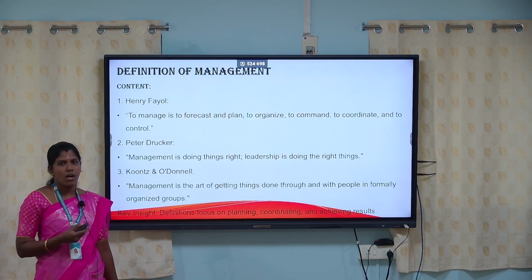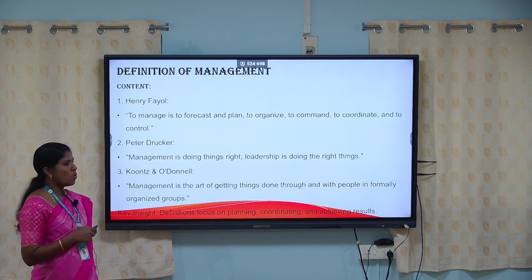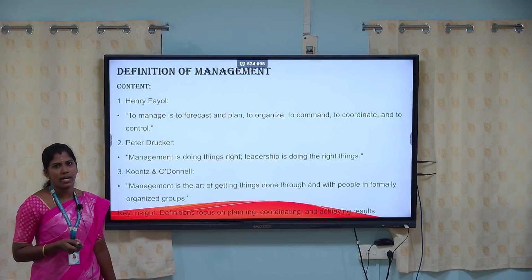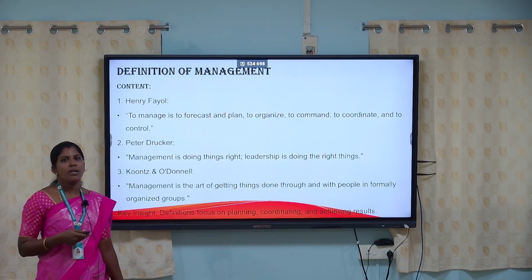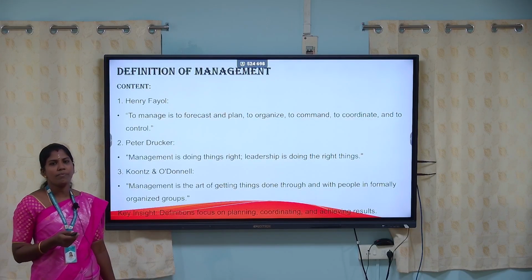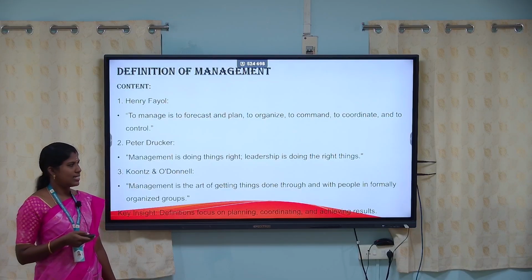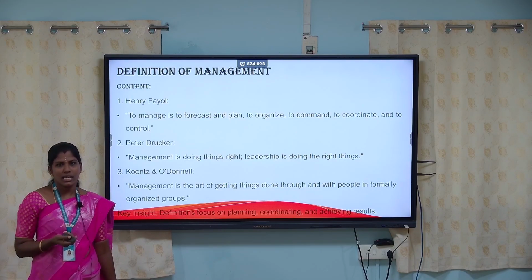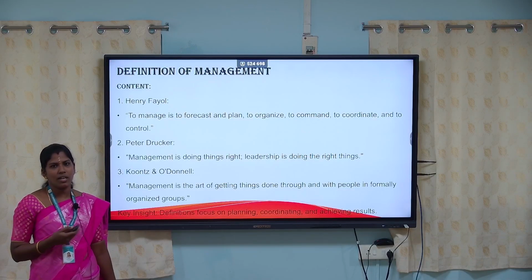Without planning, we are not doing anything. Okay. The next one is coordinating. Coordination is very important in every organization. Coordination builds a cordial relationship with the employees in an organization. Then only they are achieving their results in the fastest way, and they will achieve higher results.